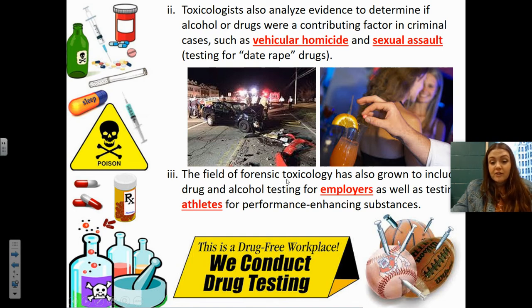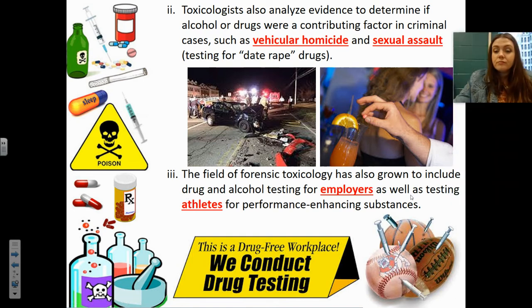The field of forensic toxicology has also grown to include drug and alcohol testing for employers and schools. I mean, even y'all know athletes get tested all the time. So it's a pretty big field. There's definitely a lot of job security because we're always doing those testings.